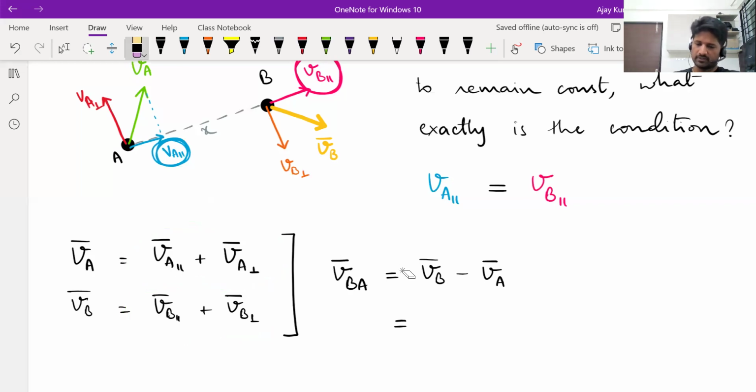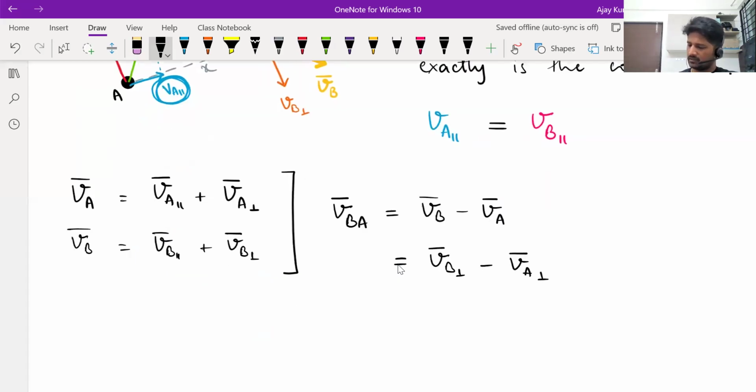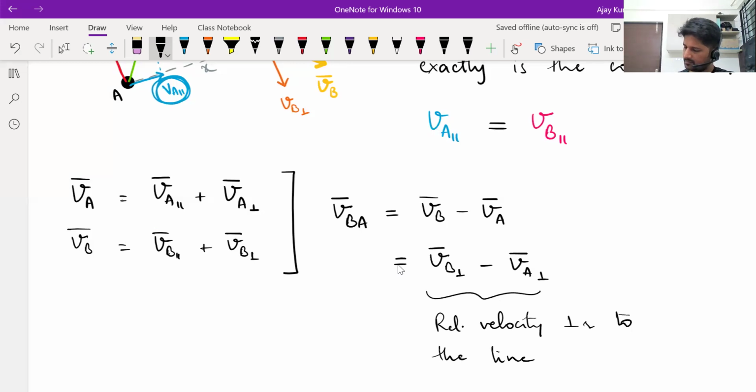What will you be left with? You'll only be left with the velocity of B perpendicular to the line joining them minus the velocity of A perpendicular to the line joining them. And this basically becomes their relative velocity, not along, it is the relative velocity perpendicular to the line connecting the particles.